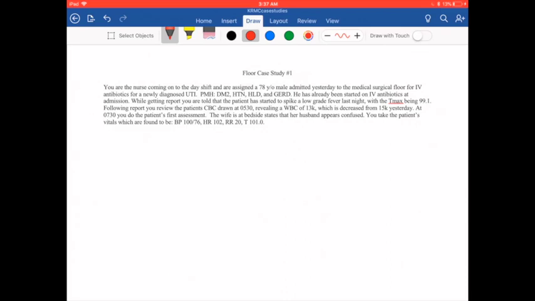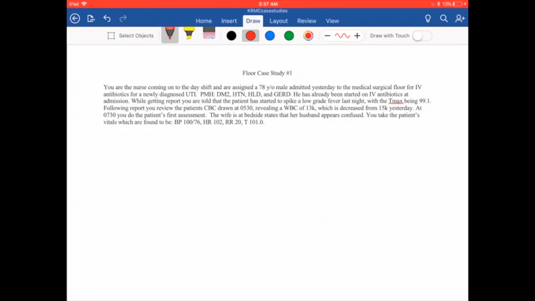So for this patient, you're the nurse coming on to day shift and you're assigned a 78-year-old male admitted yesterday to the med-surg floor for IV antibiotics for a newly diagnosed UTI. Past medical history is listed. He has already been started on IV antibiotics at admission.